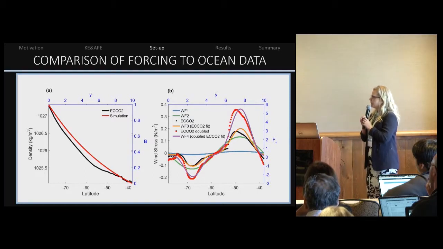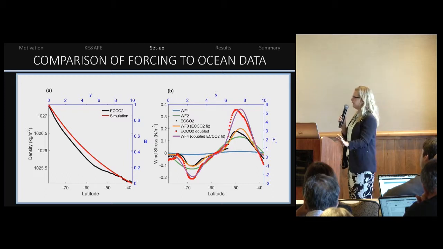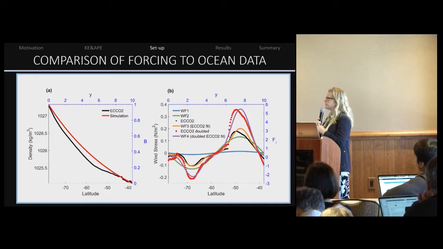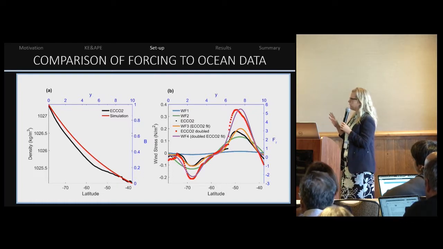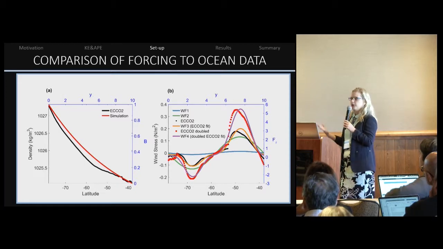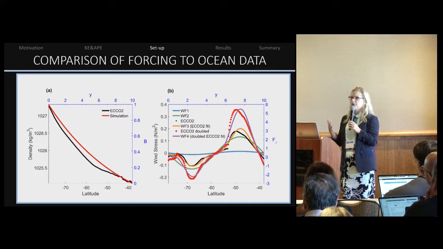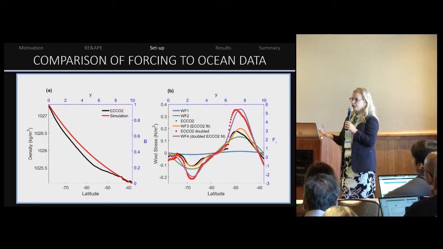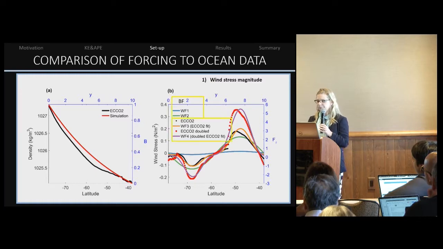Here are some of the stress terms at the surface as compared to the ocean data. And we have 4 different types of wind stresses. One is a really small wind stress, WF1. The second wind stress is symmetric, so the easterlies and westerlies are about the same strength. WF3 is a fit to the actual ocean data, so the westerlies are a lot stronger than the easterlies. And then WF4 is a really strong wind case, so you have double what is currently in the ocean.